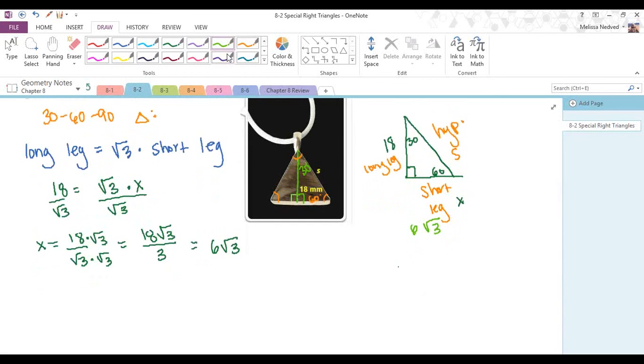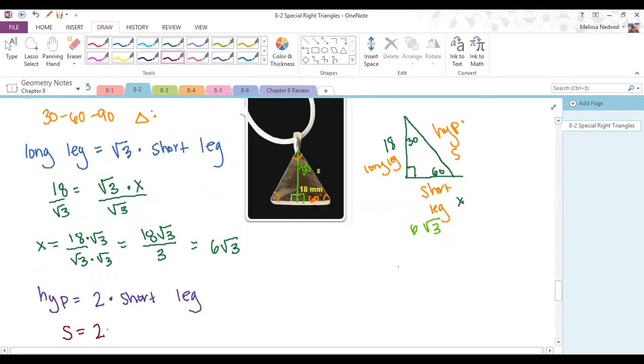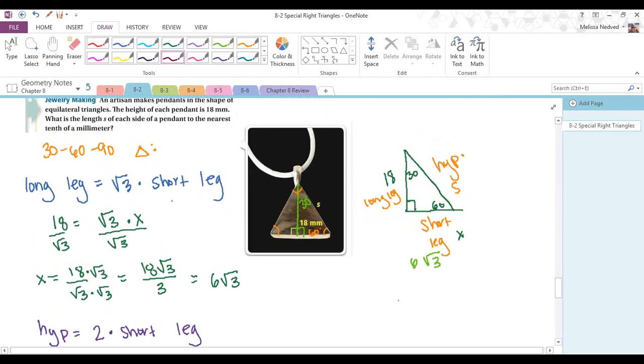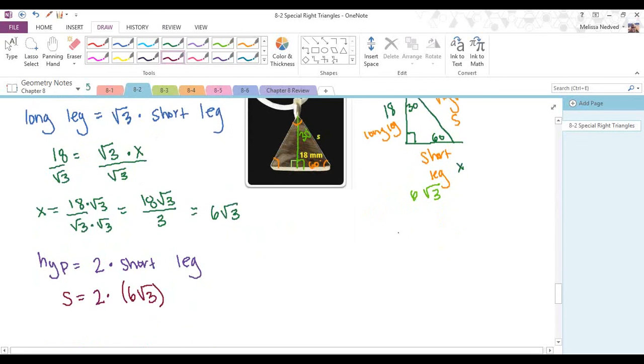Now I can go back and pull that hypotenuse formula that says in a 30, 60, 90 triangle, my hypotenuse is equal to 2 times the short leg, since I know the length of my short leg. So my hypotenuse, that's what we said is the variable s, is equal to 2 times the short leg. We just found that to be 6 times the square root of 3. And again, pay attention to what your question is asking. In this case, we don't want it left in simplest radical form. We want it to the nearest tenth of a millimeter, meaning round to 1 decimal place.